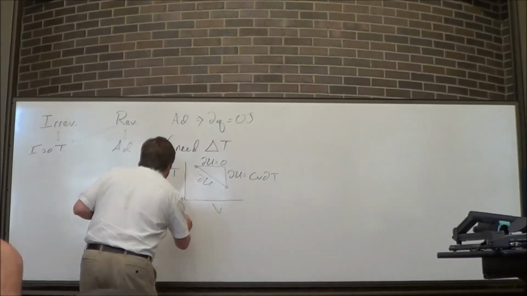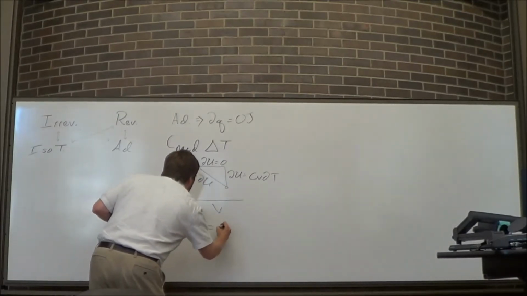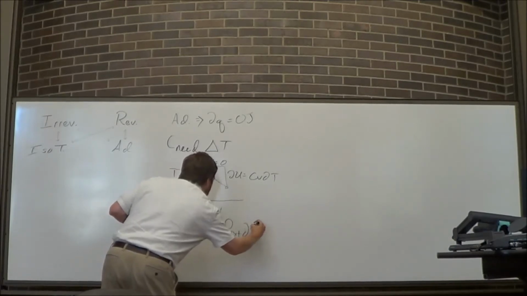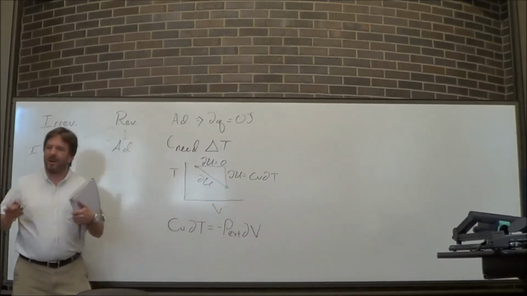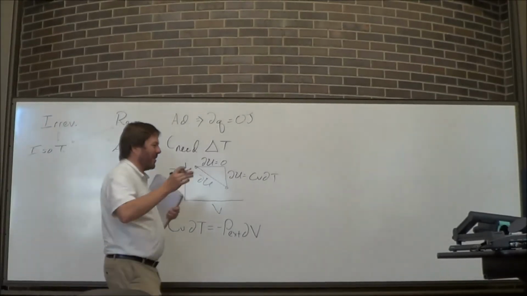Now from there, again, I'm still reviewing. We set up this equation, which is true whether we're irreversible or reversible. Whether we're reversible or irreversible, we have this. Then we have to kick in whether we are reversible or irreversible.